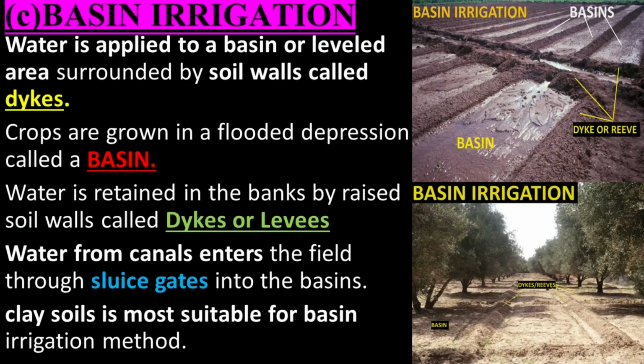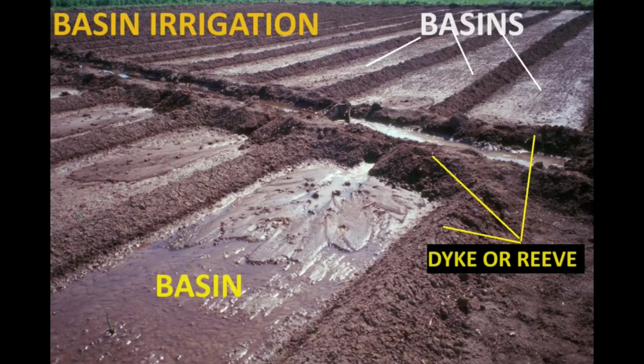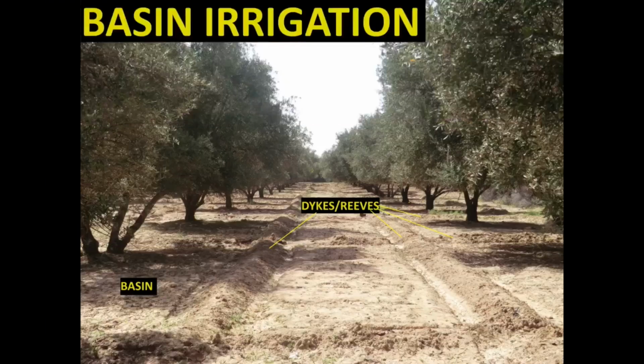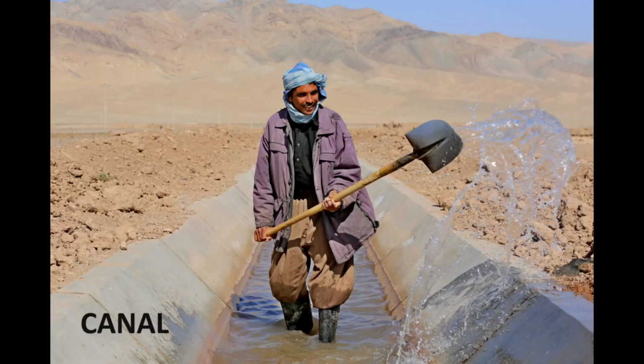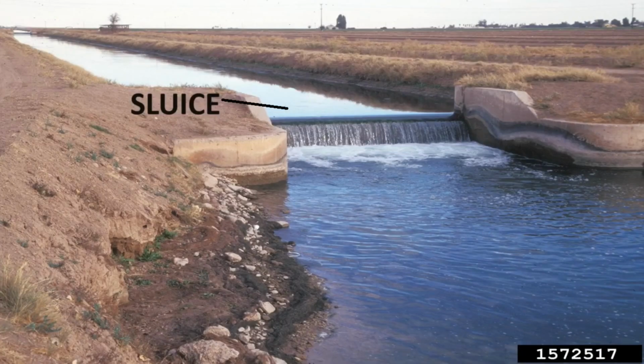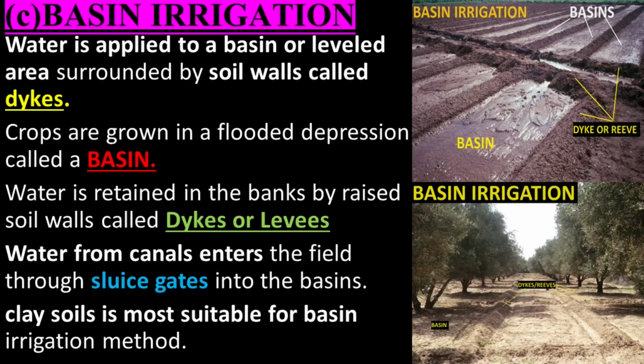Basin irrigation. Water is applied to a basin or leveled area enclosed by soil walls called dikes. Crops are grown in a flooded depression called a basin. Water is retained in the banks by raised soil walls called dikes or levees. Water from canals enters the field through sluice gates into the basins. Clay soil is most suitable for the basin irrigation method.